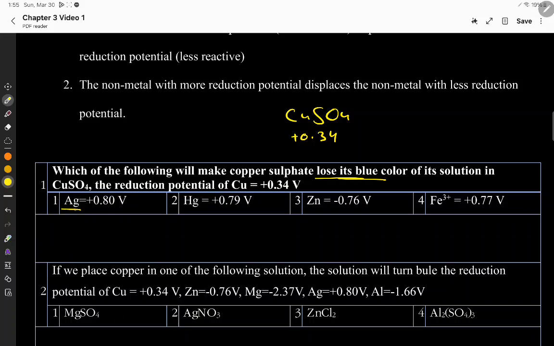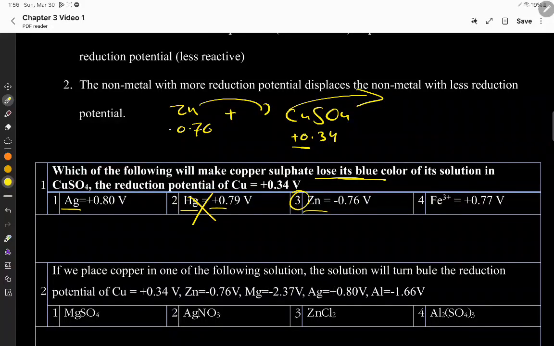Let's see. The first one, Ag. If we say Ag plus copper, Ag is positive 0.80. It is less reactive than copper because it has more reduction potential. So this one cannot kick it out. No reaction. If we look at J, mercury is positive 0. Also more reduction potential, so it is not more reactive. But zinc, yes. Zinc is negative 0.76, so it can kick copper out. If copper is removed from its solution, it will lose its color. So what will make copper sulfate lose its blue color is zinc.